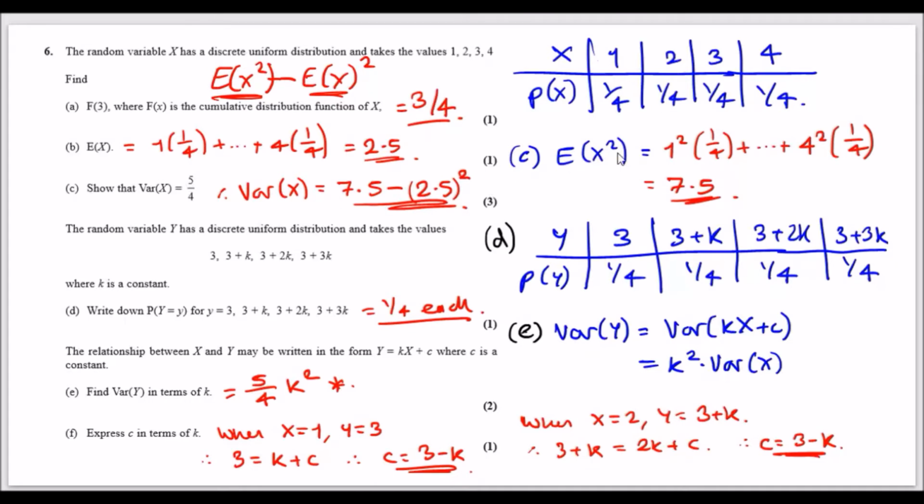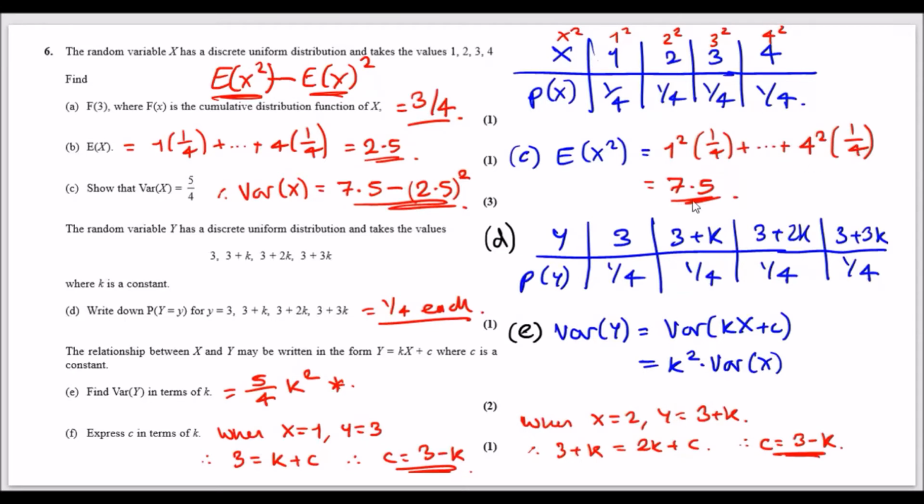So E(x squared) is like this. Instead of x, we need an x squared value. So we need to make an extra table, call it x squared, and square each of these values. So you have 1 squared, 2 squared, 3 squared, and 4 squared. Now we just multiply this against the probability. So 1 squared times a quarter plus 2 squared times a quarter, all the way up to 4 squared times a quarter.